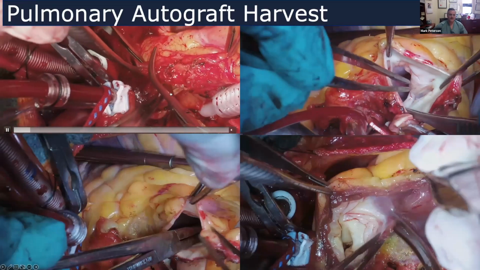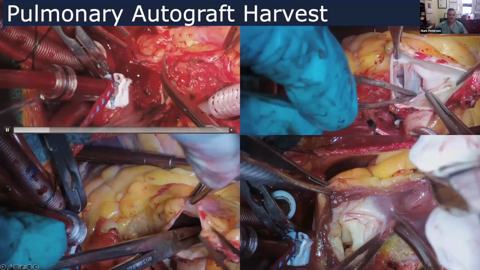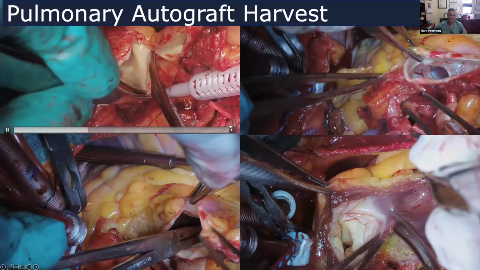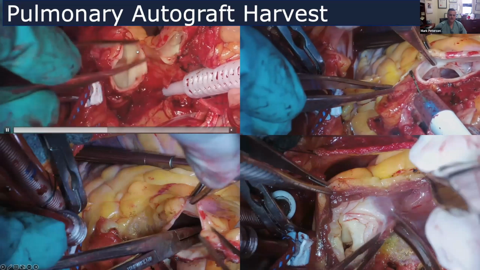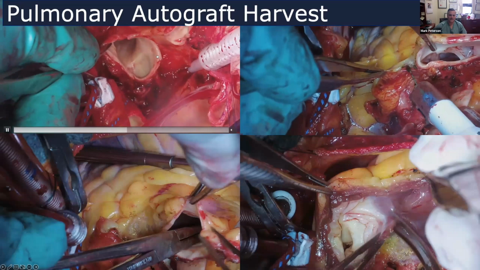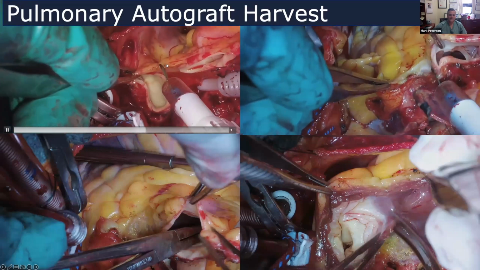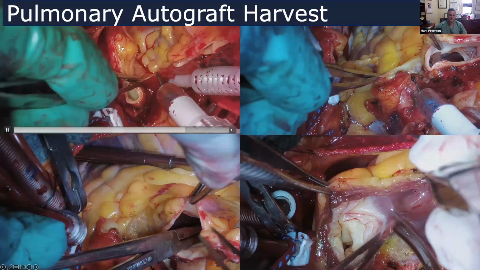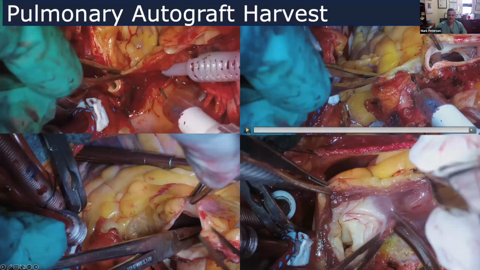Here are the various steps. So this is harvesting the pulmonary autograft. Once we've opened up the root and made the decision to do it, here in the top left panel, we're dividing the pulmonary artery distally. We normally divide it just prior to the bifurcation of the RPA and the LPA.